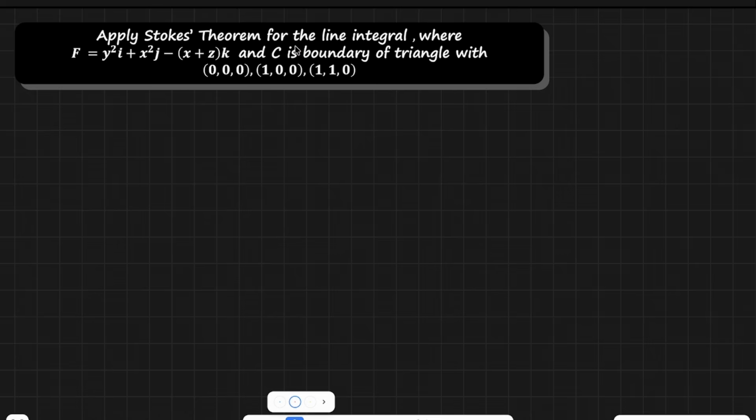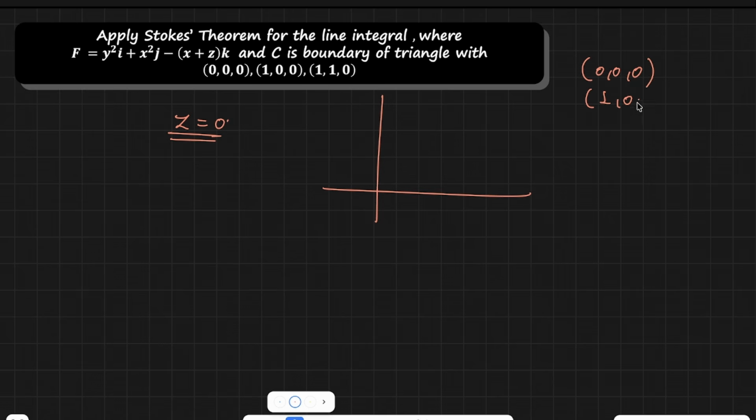This is one more question which you can easily solve. I will give you the explanation about this question. In this question, z is given as 0. It means it is a triangle. Here the coordinates are given in 3D: 0 comma 0 comma 0, then 1 comma 0 comma 0, and 1 comma 1 comma 0. So 3 coordinates are given.